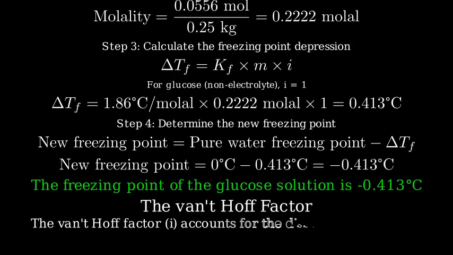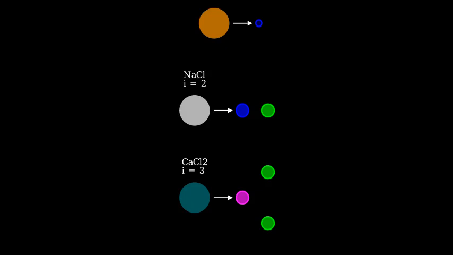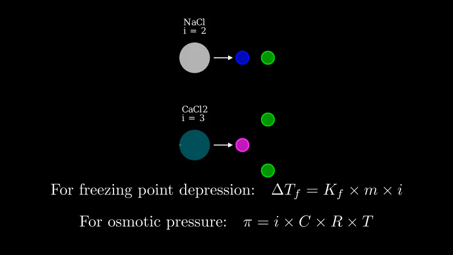An important concept in colligative properties is the van 't Hoff factor, i. The van 't Hoff factor accounts for the dissociation of solutes in solution. For non-electrolytes like glucose or sucrose, i equals 1 because they don't dissociate. For electrolytes like sodium chloride, which dissociates into 2 ions, i equals 2. For electrolytes like calcium chloride, which dissociates into 3 ions, i equals 3. The van 't Hoff factor can be included in our formulas: ΔT_F = K_F × m × i, and π = i × C × R × T.